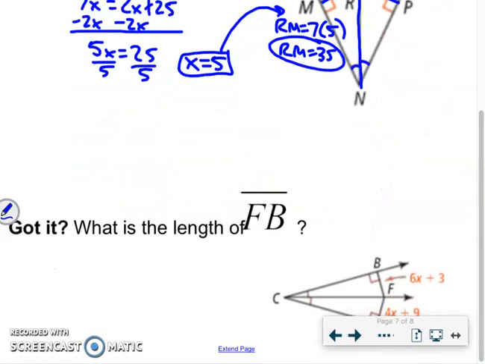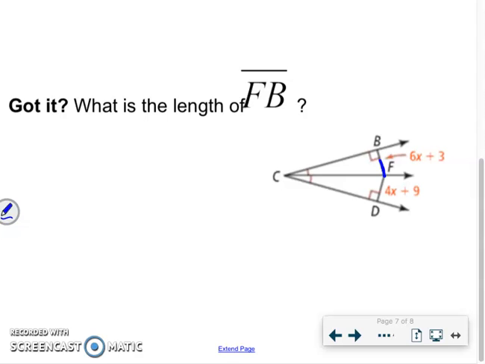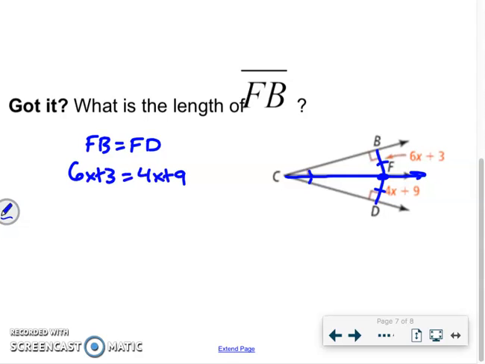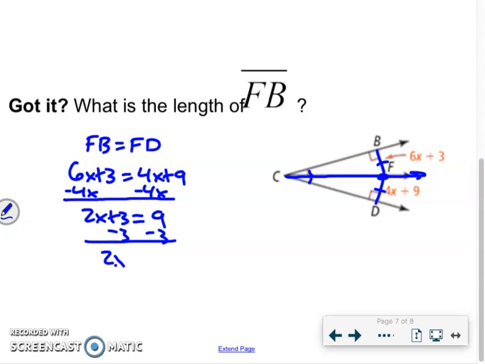Last one. What is the length of FB? FB is here. It should be equal to FD because F is on the angle bisector of angle C. Which means FB is equal to FD, giving us the ability to say that 6x plus 3 equals 4x plus 9. I can subtract both sides by 4x. I can subtract both sides by 3. I get 2x equal to 6, or x equal to 3.